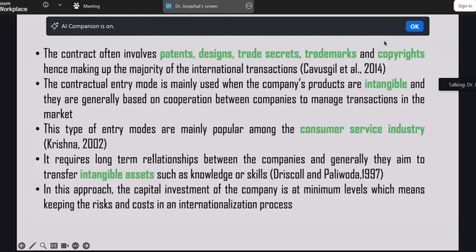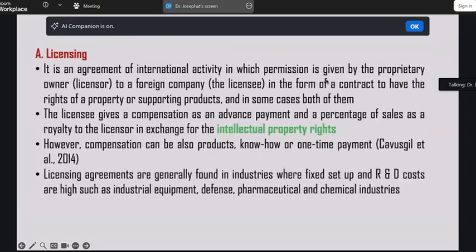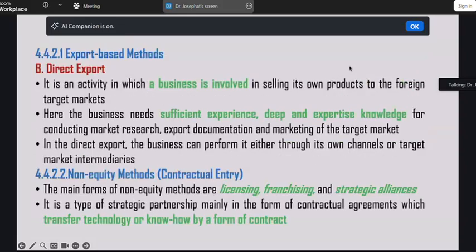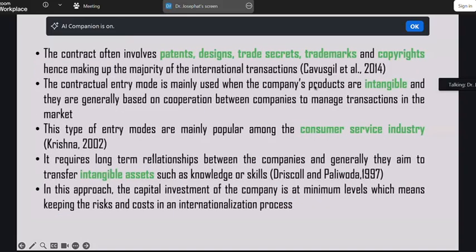Kwamba kwa kutumia licensing, kwa kutumia franchising and strategic alliance, inaweza kuwa in terms of patent, inaweza kuwa in terms of designs ambazo contractual agreement ambazo zinakuwa zinatumika. Na unaweza kuangalia baadhi ya kampuni wanatumia hizi na whatever, patent, trademark, trade secret na whatever. So the contractual entry model is mainly used when a company's products are intangible, and they are generally based on the cooperation between companies to manage transactions in the market.